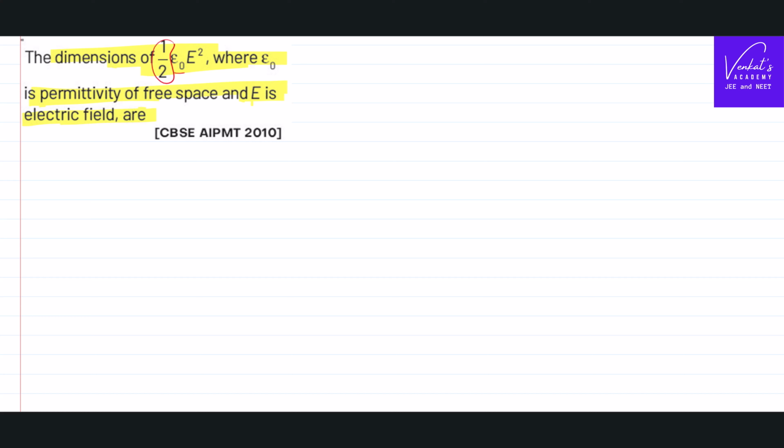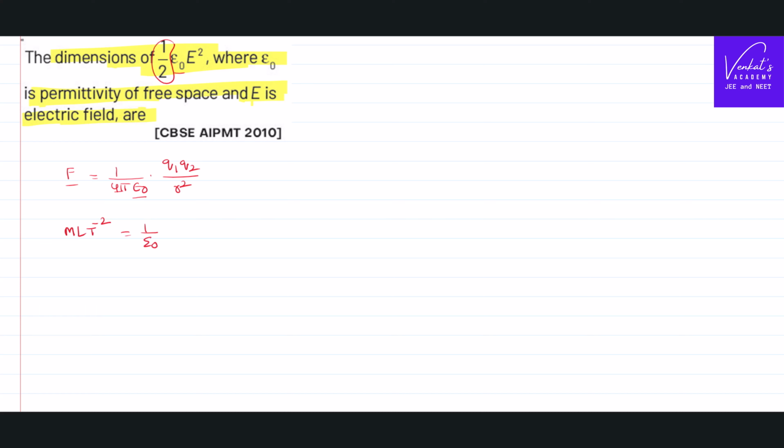I have to find out for epsilon naught. To find the dimensional formula of epsilon naught, I can use Coulomb's inverse square law, which says that the force of attraction or repulsion between any two charges is F = 1 by 4 pi epsilon naught q1 q2 by r square. Here I have to find out this epsilon naught. So let me write the dimensions for each of them. Force has a dimension of MLT power minus 2. 1 by 4 pi is a constant. It won't have any dimension.